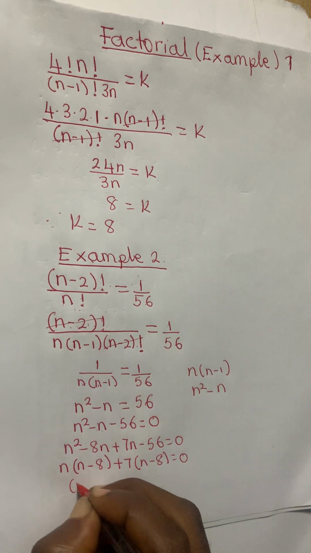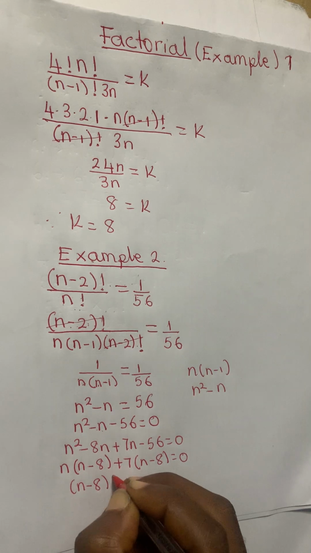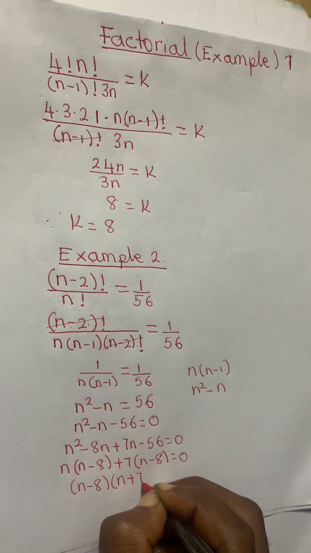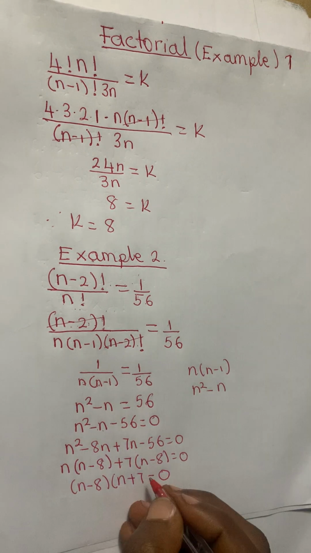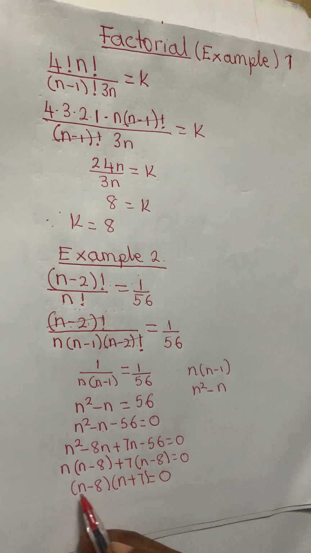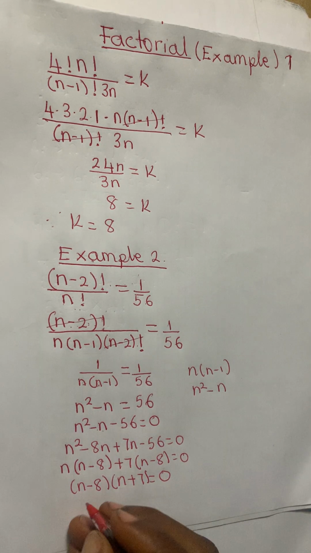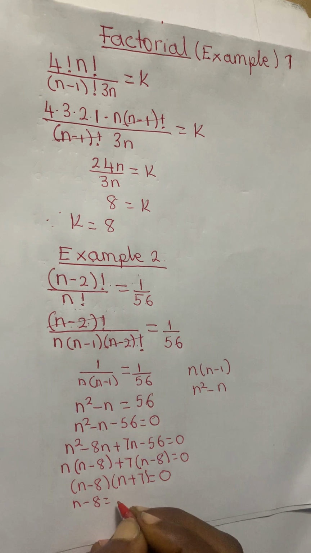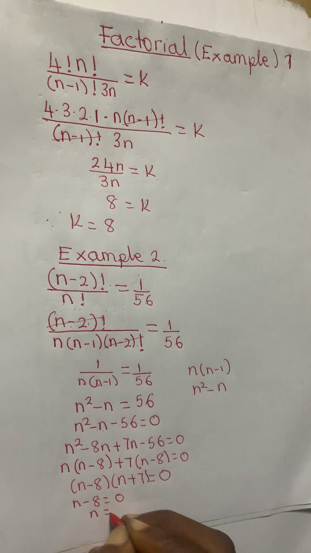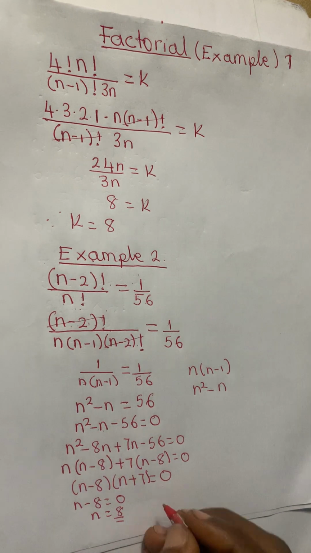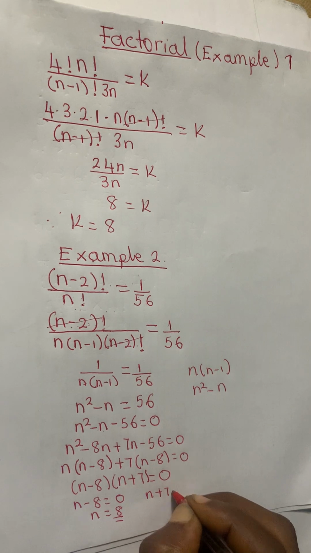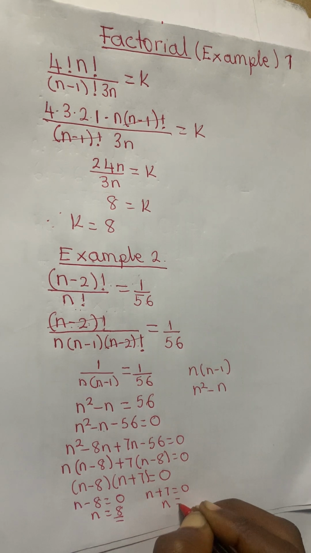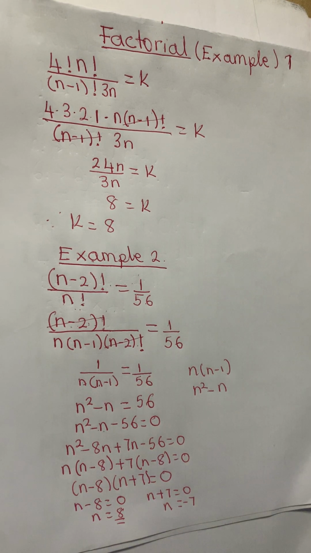Now we have n minus 8, n plus 7 is equal to 0. So remember, we are equating each of them to 0. So our n minus 8 is equal to 0 will give us n is equal to 8. Then n plus 7 is equal to 0 will give us n is equal to negative 7.